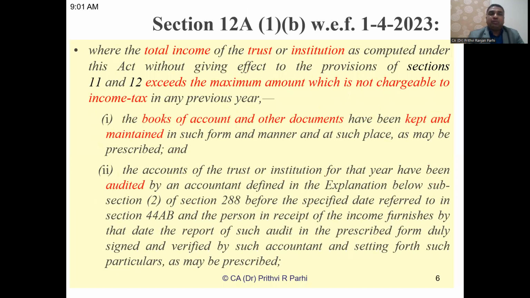If you read Section 12A, the provisions are similar. It is also saying that if the income exceeds the maximum amount which is not chargeable to income tax, that means if the income of these NGOs exceeds that amount, then books of account and other documents are required to be kept as well as audited. So this is the background.